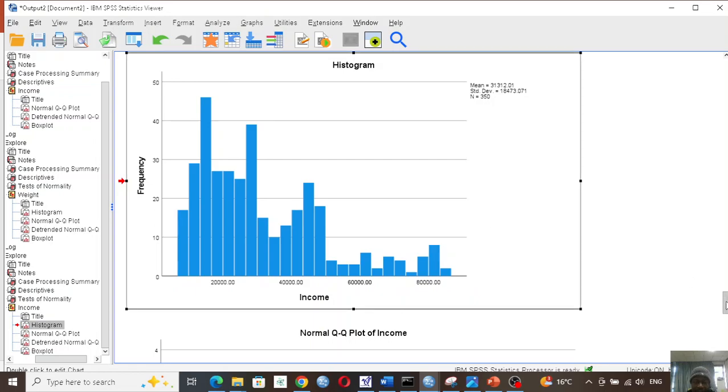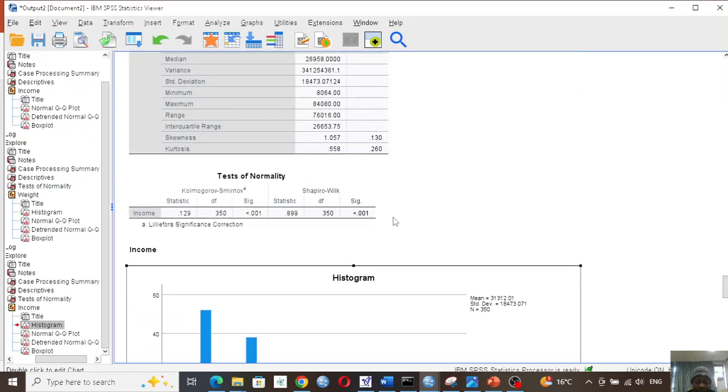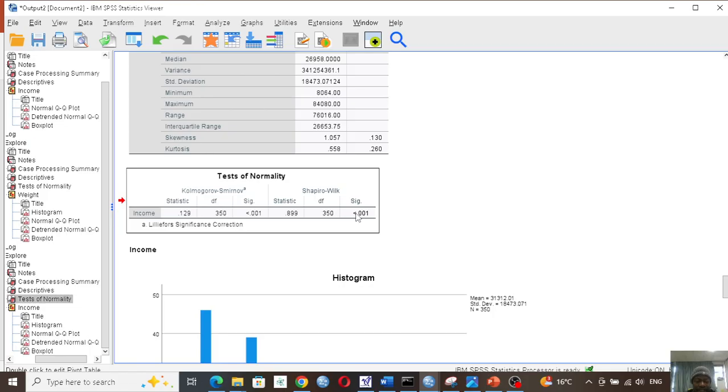So now let's go to the test of normality. In the explanation section, I said when the p-value is greater than 0.05, it means that the data is normally distributed. Otherwise, when the p-value is less than or equal to 0.05, it means it's not normally distributed.